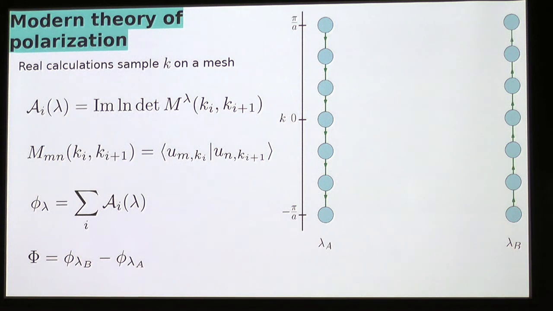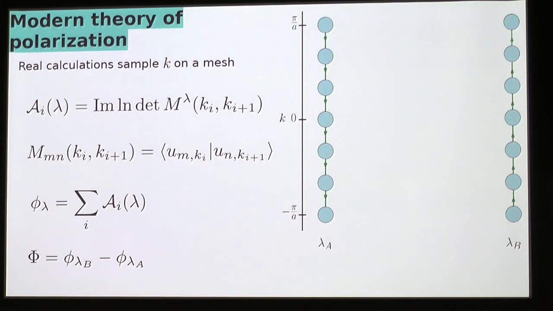One last step to get to realistic calculations is that usually we only have the wave functions at discrete points in k space, so there's a discrete analog of the Berry potential here, where now we have overlaps of wave functions going from one k point to the next, and we take the imaginary log of the determinant of this overlap matrix. And then of course we can just keep adding up the phase accumulated as we go around to get the phase at each state.